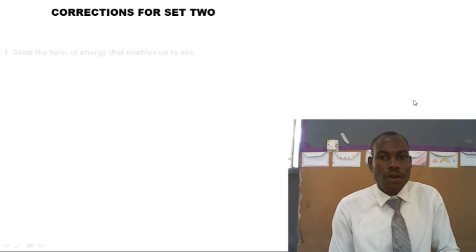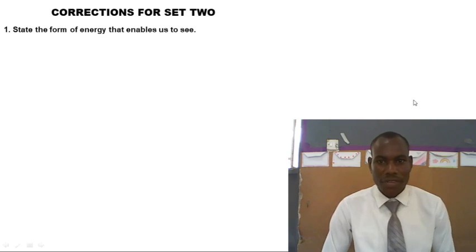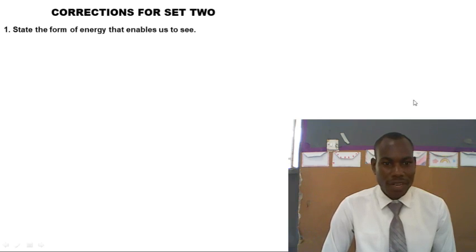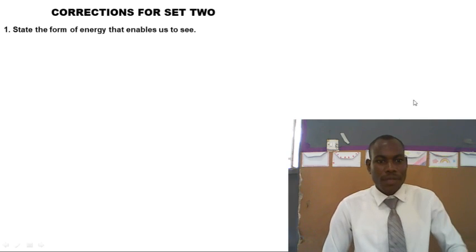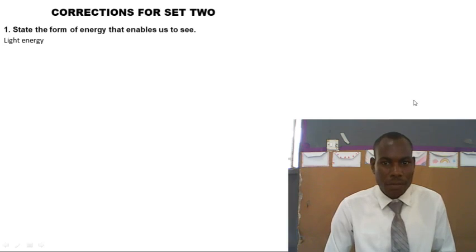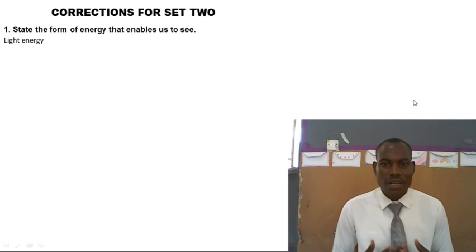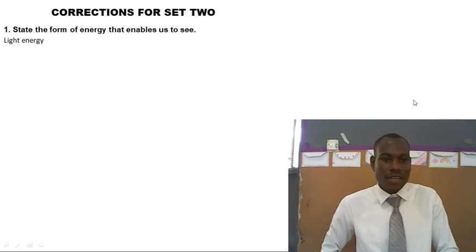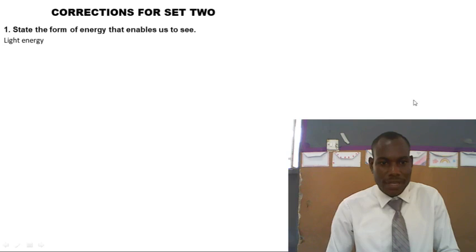Today, we are going to make corrections for our activity number 2. It was a revision for the topic light energy, and I would like to begin with our question. Question number 1 was: state the form of energy that enables us to see. Yes, candidates, what did you write for that question? You were supposed to write the answer, light energy, because from the definition, light is a form of energy that enables us to see.